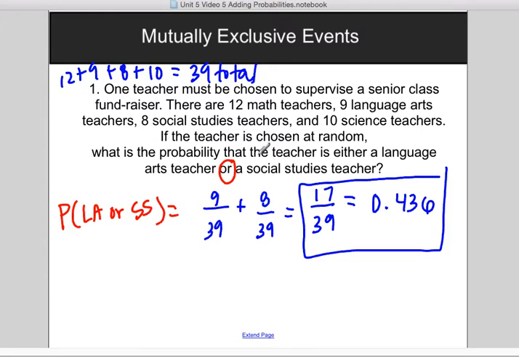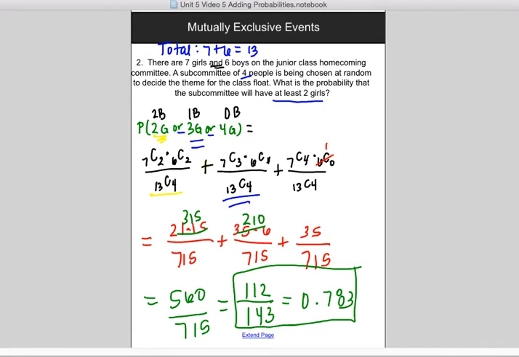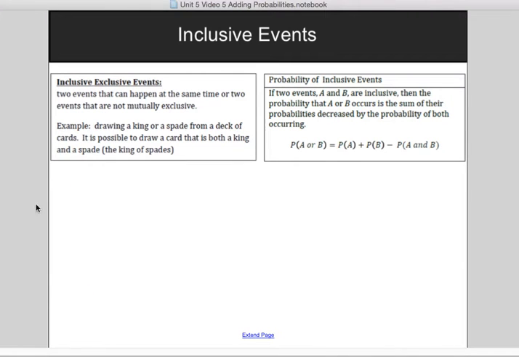This one, it's or, because you're either a language arts teacher or you're a social studies teacher. You're not both. So inclusive brings us to 2 events that can happen at the same time. Here's an example. Drawing a king or a spade from a deck of cards. Well, you can be the king of spades, so they are inclusive.